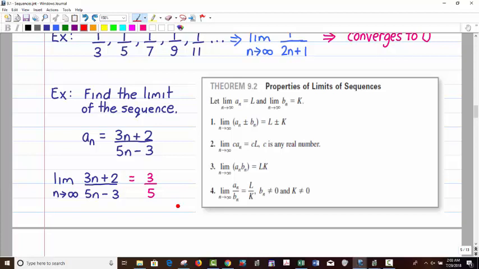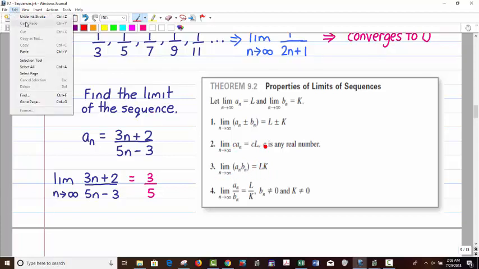Okie dokie, let's see. Here are some properties of limits. They're pretty straightforward. I probably won't read all these out. I'll let you look at them yourself.